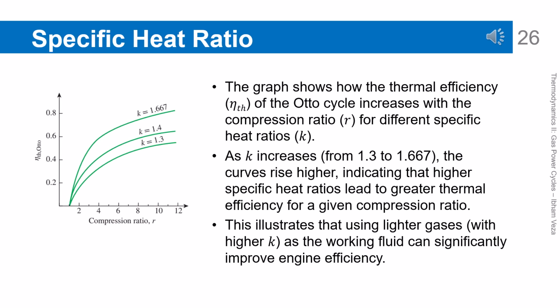Impact of specific heat ratio on Otto cycle efficiency. This graph shows the effect of the specific heat ratio K on the efficiency of the Otto cycle. For the same compression ratio, a higher K value results in higher efficiency. This means that the thermophysical properties of the working fluid strongly influence cycle performance. Lighter gases generally have higher K values. Therefore, the choice of working fluid also plays a role in optimizing engine performance.